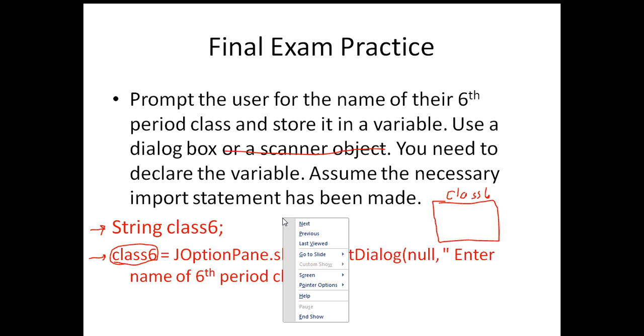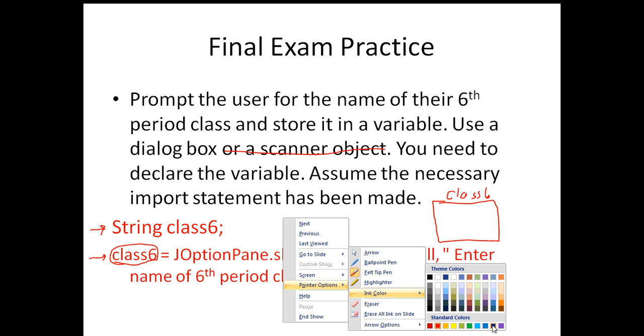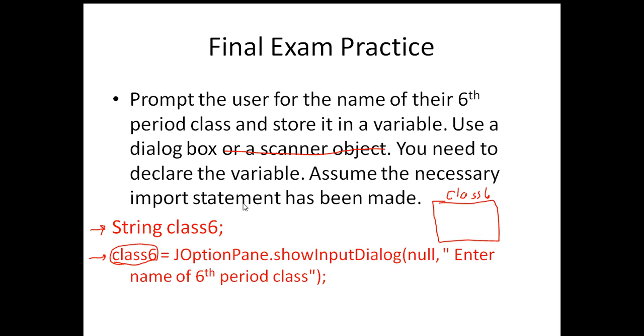So you've got to include the variable in an input statement for the JOptionPane. This produces a dialog box. This should be memorized. So you need to make sure that you have .showInputDialog, not message. That's for something else. And then the I is capitalized, the D is capitalized. And then you have null in the first argument. And then you have a regular literal string here that prompts the user for the name of the 6-period class.